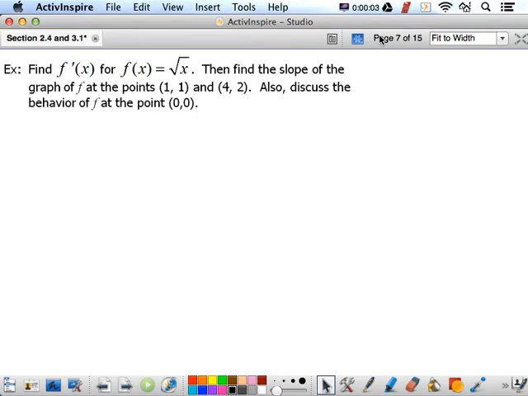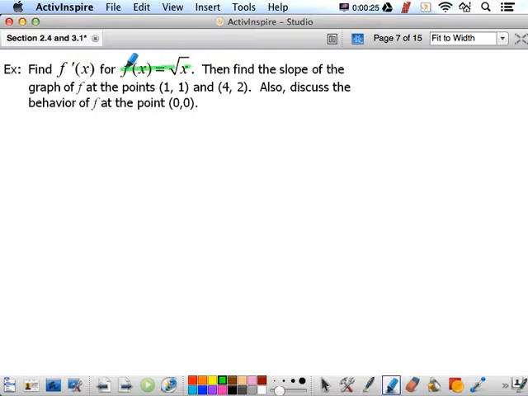Let's find f prime of x for the function f of x equals square root of x. That's our first job. After that, we want to find the slope of the graph at the points (1, 1) and (4, 2). And we also want to discuss the behavior of the function at the point (0, 0). So our first order of business is to find the derivative of f of x equals square root of x.